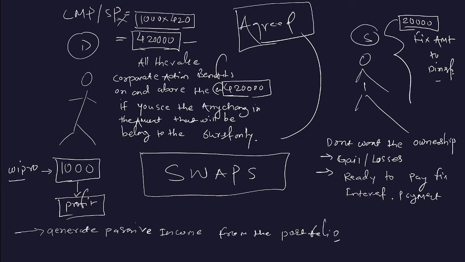Sir, tell me what we are swapping here. Suresh is looking for exposure to Dinesh's portfolio, and Dinesh is looking for a fixed amount of 20,000 apart from risk. Dinesh wants to transfer the portfolio risk, or pass it on, to whom? To Suresh. And Suresh is ready to take the risk. Apart from that, Suresh is paying 20,000 to Dinesh.